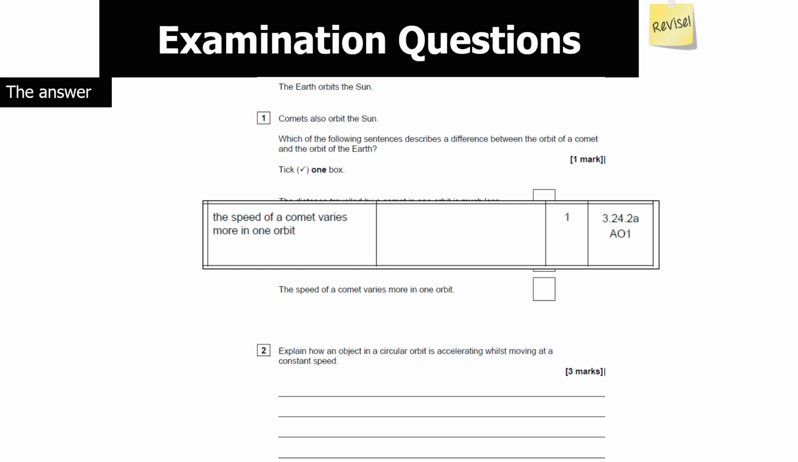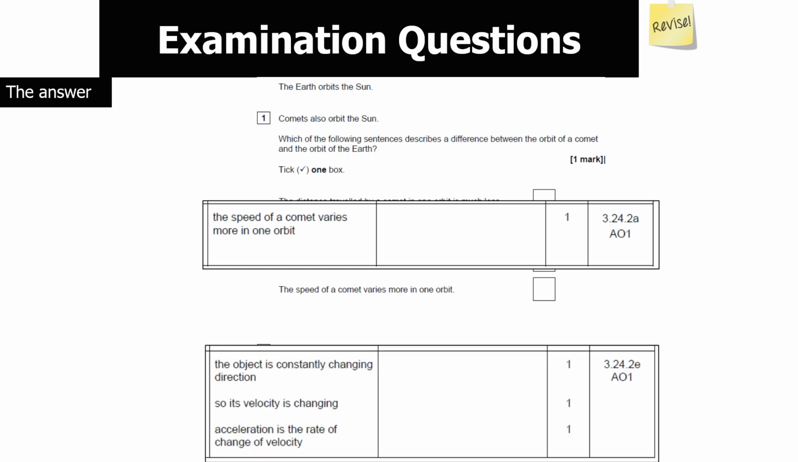Now the next one is linking it into Newton's laws and into motion. So what happens is, as you're moving in a circle, well, then the object is constantly changing direction. Now velocity is a speed and a direction, so if the direction of the object is changing, therefore the velocity of the object is changing. Now acceleration is the rate of change of velocity, so if the velocity is changing, the object must be accelerating.